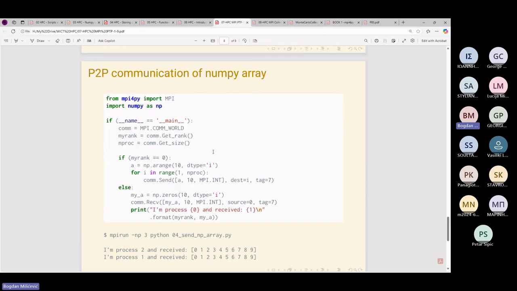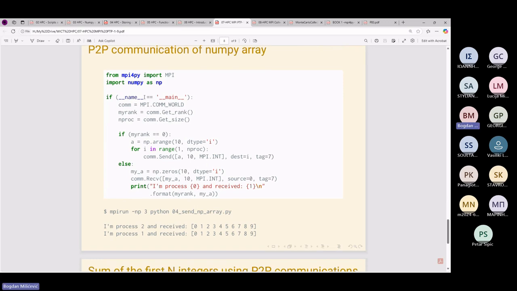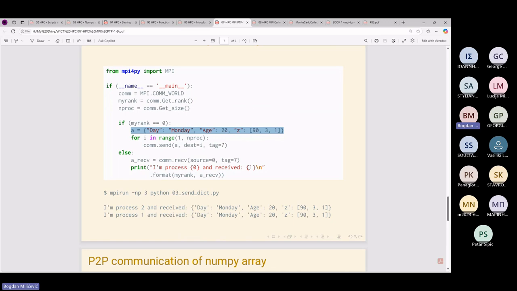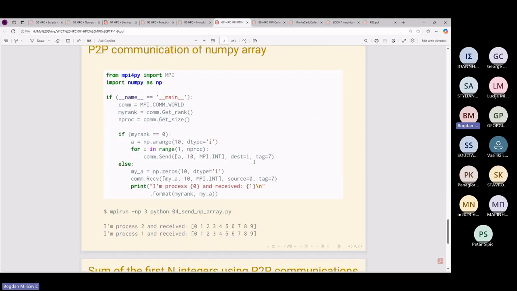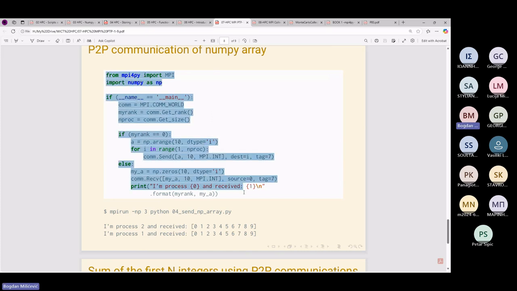Then the other example is to send an array. So this was how you would send a dictionary. This is how you would send a NumPy array. So the process with rank 0 is creating an array with values from 0 all the way up to 10, but not including 10. So values between 0 and 9. Their type is integer. I'm not sure if in all versions of Python this will work. If it doesn't, well, let's try this. Then we can change the code.